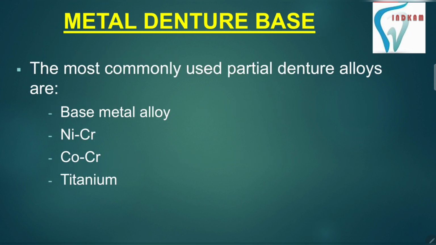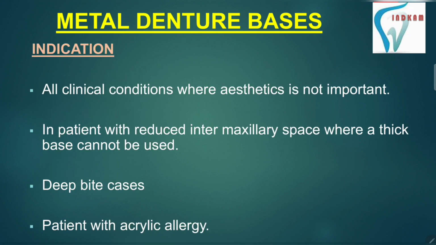Metal denture base. For metal denture base, the most commonly used partial denture alloys are base metal alloys: nickel chromium, cobalt chromium and titanium. Indications for metal denture bases: all clinical conditions where aesthetics is not important, we can use a metal denture. For aesthetics, we were using acrylic denture because that was giving a closer look to gingiva.